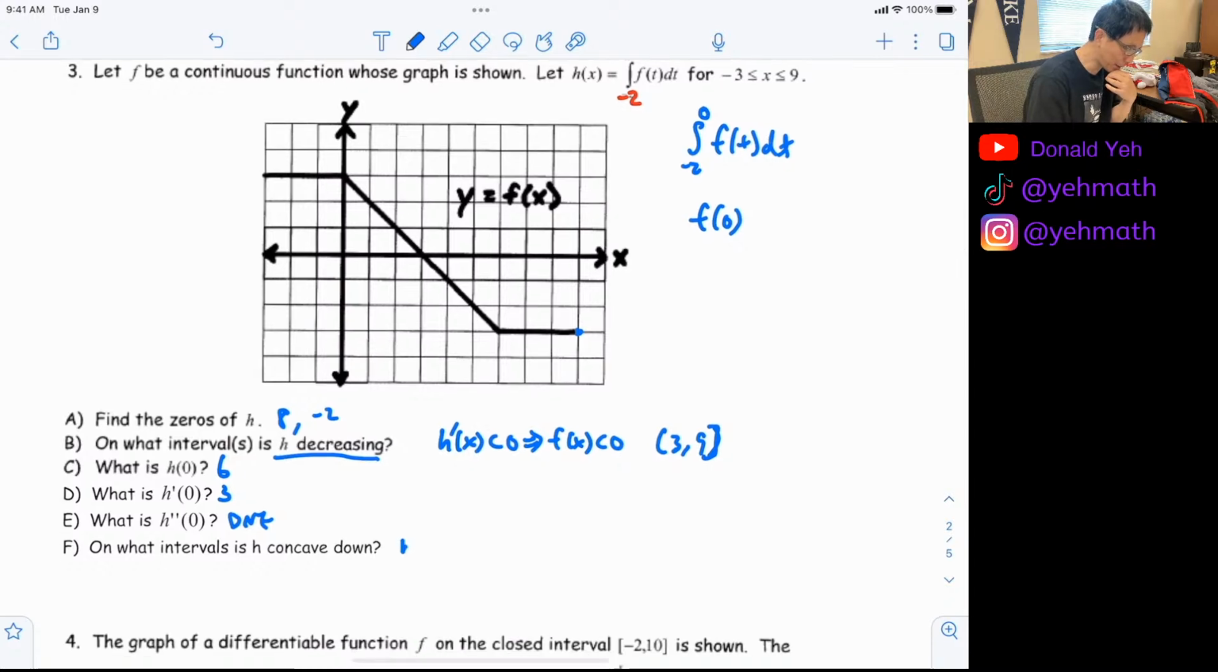So h is concave down, that means h double prime of x is less than 0. That means f prime of x is less than 0. That means the slope of f is negative. Sam, are you following me? So which region is concave down? Whatever the end of the line is. Where is that? 6. Okay.